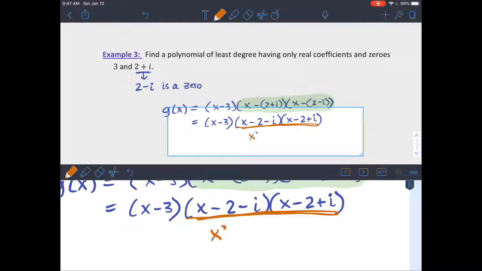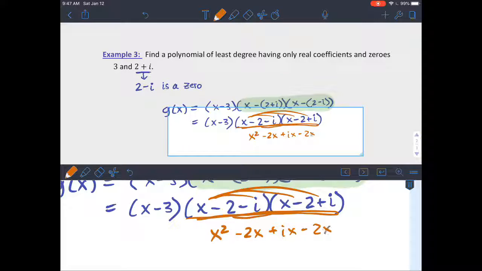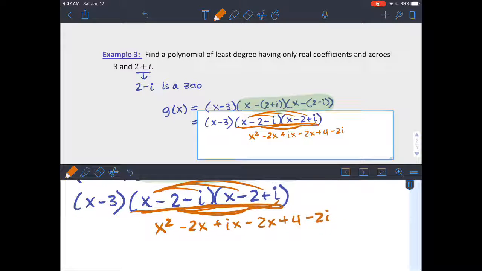So I'm going to multiply my x times everything. And then I'll multiply my -2 times everything. Just be really careful whenever you do this. And then I'll multiply my -i times all of those.